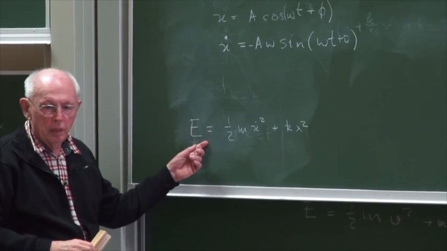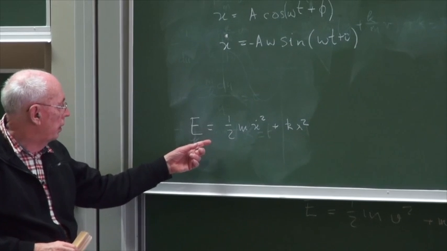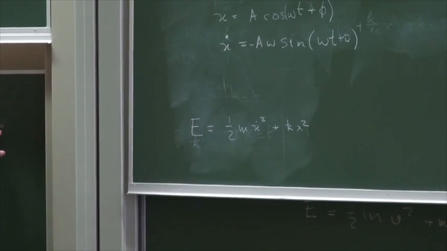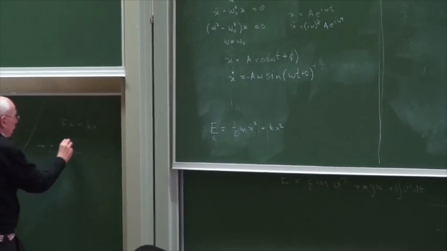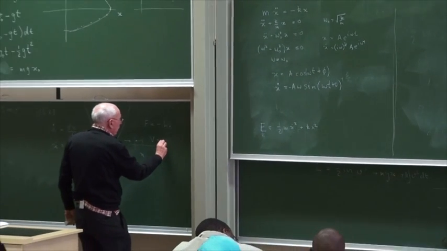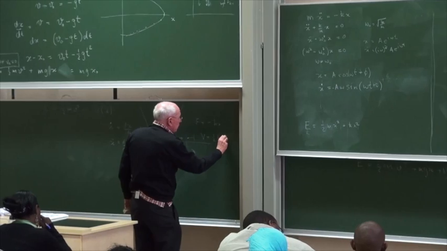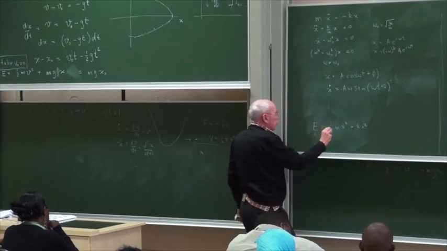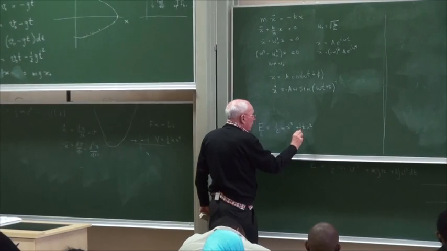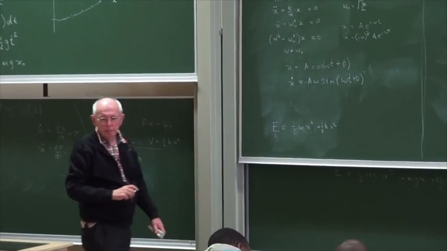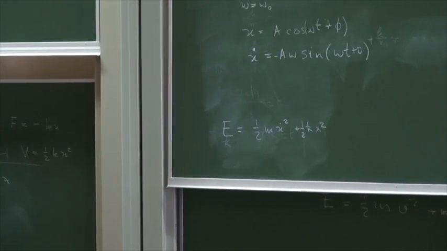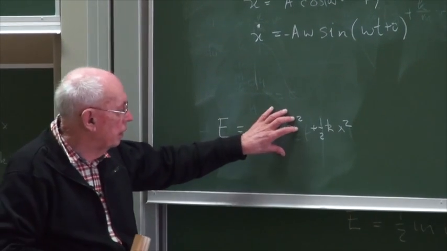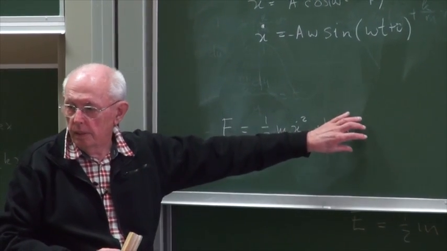This is the way we calculate the energy. This was the force, which leads to a potential. V is equal to a half kx squared. Sorry, I missed the half. So that is the potential. Okay? This is the kinetic energy, and this is the potential energy.